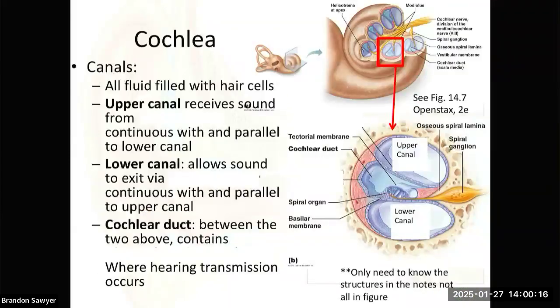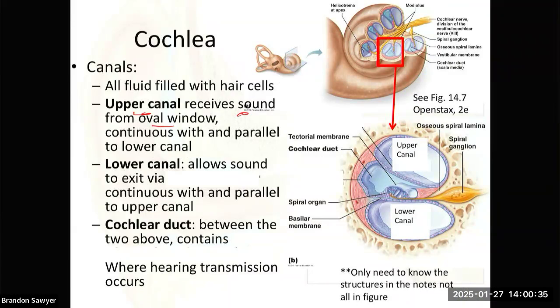Okay, so let's talk about the cochlea first. The cochlea has three little canals in it, and they're all wound up in the shape of a snail, which is what cochlea means: snail. The upper canal is the one that receives the sound, and it receives it from the oval window.